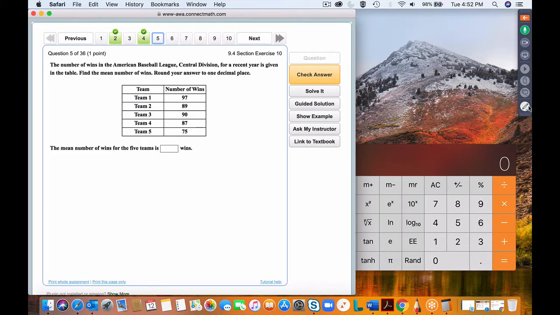And this one, very simple. Add the numbers and divide it by the number of teams, which is 5. That's what I mean by mean, the mean. Add all the numbers and divide it by how many we have, which is 5 numbers. In this case, we have 5 teams.